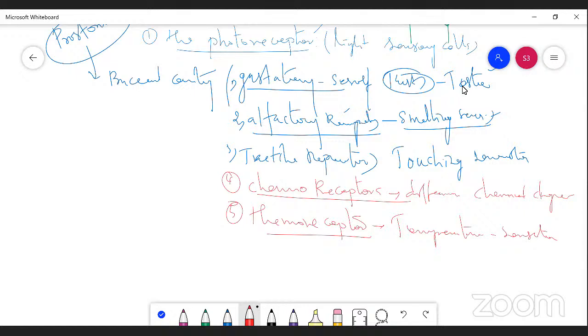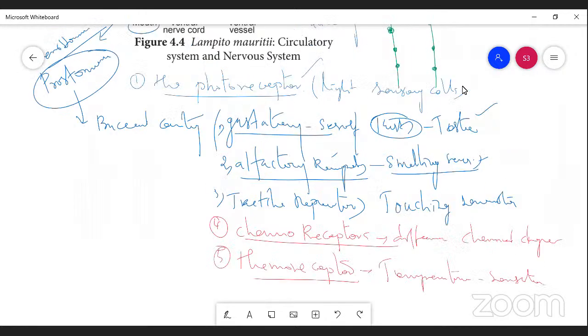Next, we are going to talk about the earthworm's excretory organs, structure and functions. What is specific about the earthworm's excretory structure and functions?